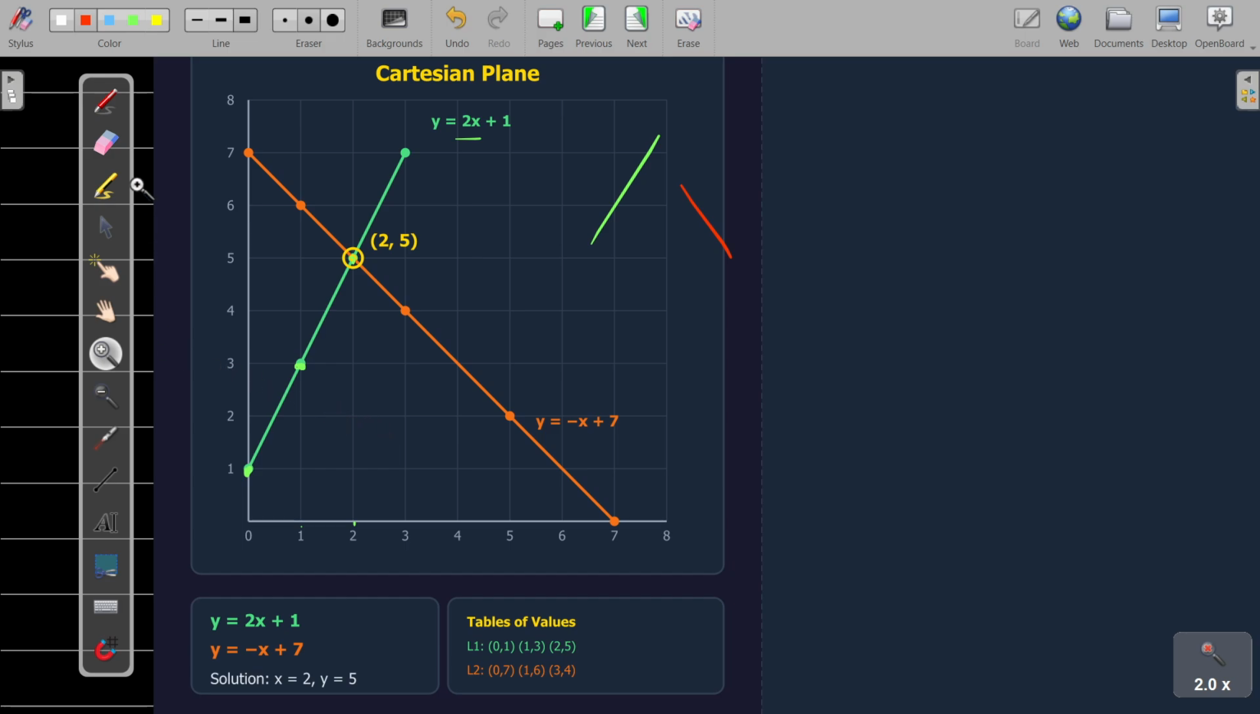So what I want you to do is look at where the two lines cross. They meet at these points right here, which I'm going to circle. They meet at x equals 2, y equals 5 right here. And the intersection is the solution. The answer is x equals 2, y equals 5. This is it, really.